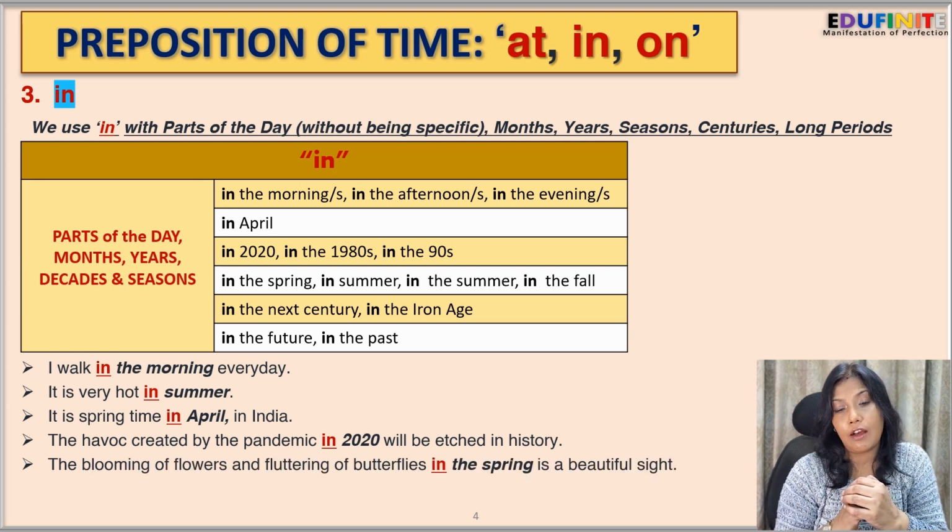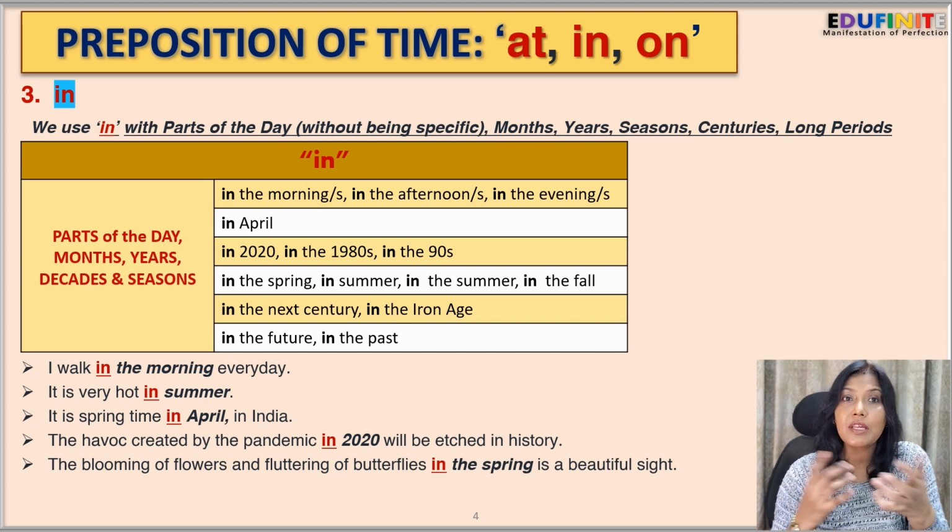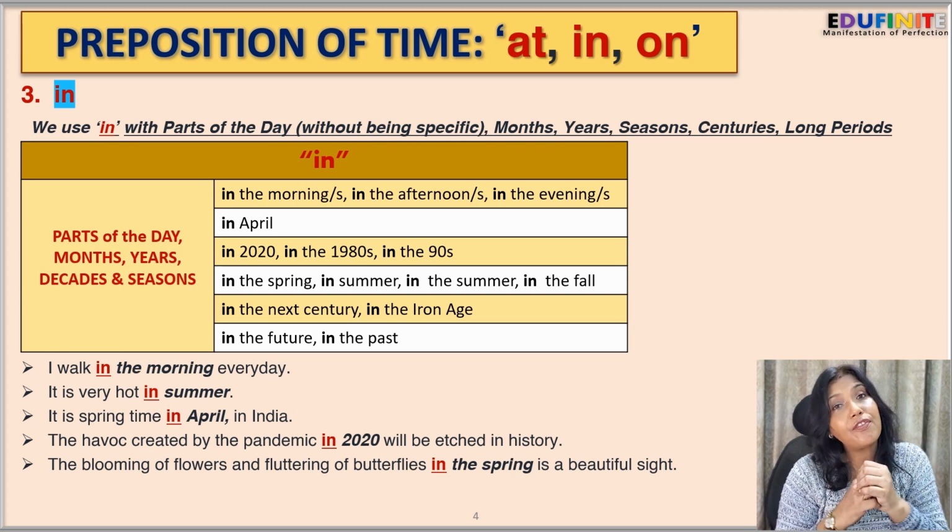The blooming of flowers and fluttering of butterflies in the spring is a beautiful sight. So again, what we are focusing on here is the season, in the spring. So what happens in the spring? We see flowers blooming everywhere, and as the flowers bloom, the butterflies come and flutter. So that's really a beautiful sight.